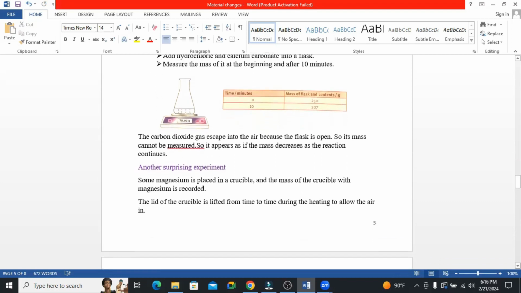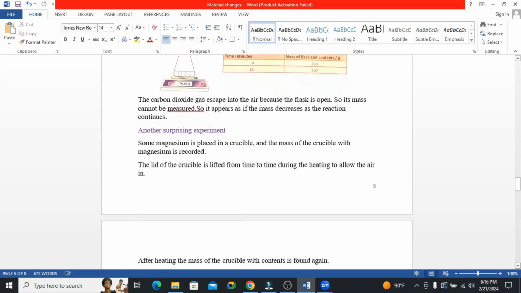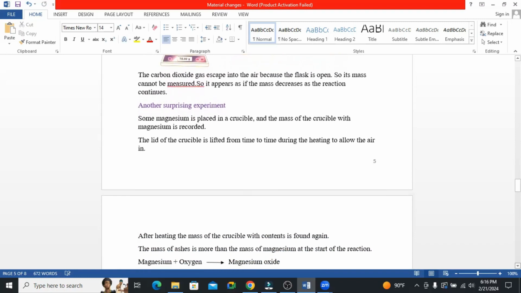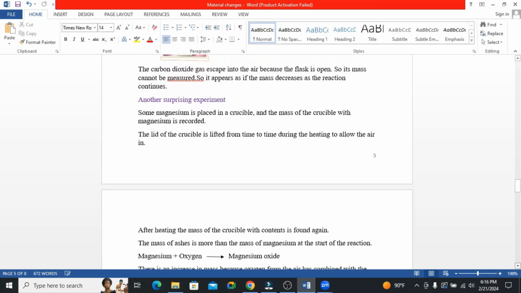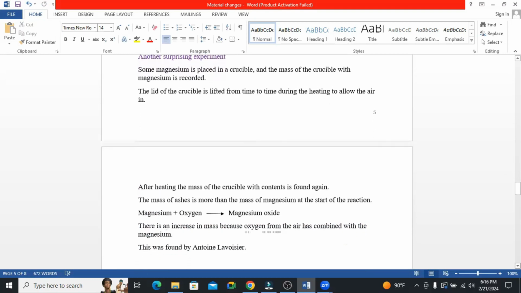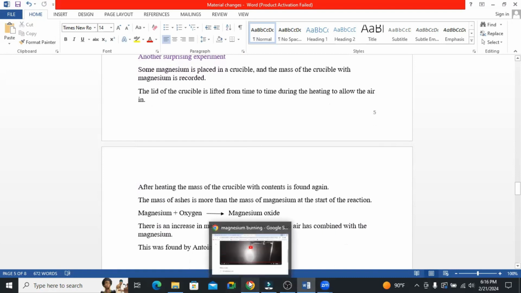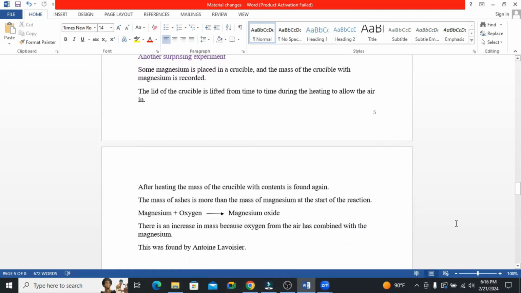Now we will see another surprising experiment. Some magnesium is placed in a crucible and the mass of the crucible with magnesium is recorded. A crucible is a type of instrument we use to heat things in the lab.